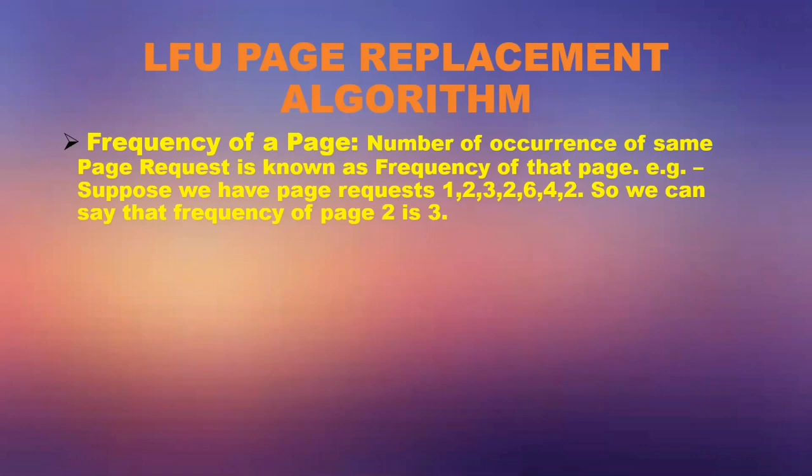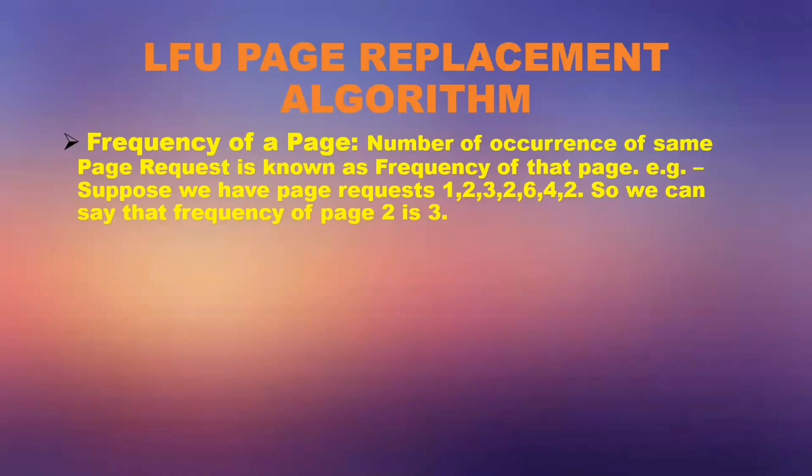Okay, so here we take an example. It will clear what frequency means. Suppose we have page requests 1, 2, 3, 2, 6, 4, 2. Here we can say that the frequency of page 2 is 3. Why is the frequency of page 2 equal to 3? Because we see that 2 is requested 3 times. So that is why the frequency of page 2 is 3. The number of occurrences of the same page request is known as the frequency of that page.